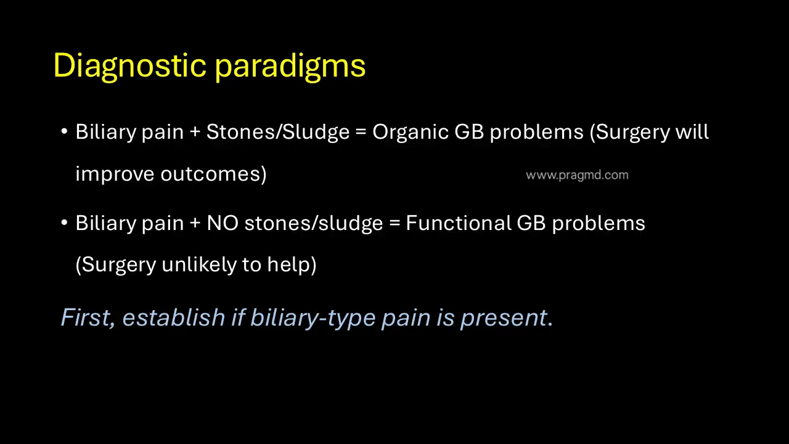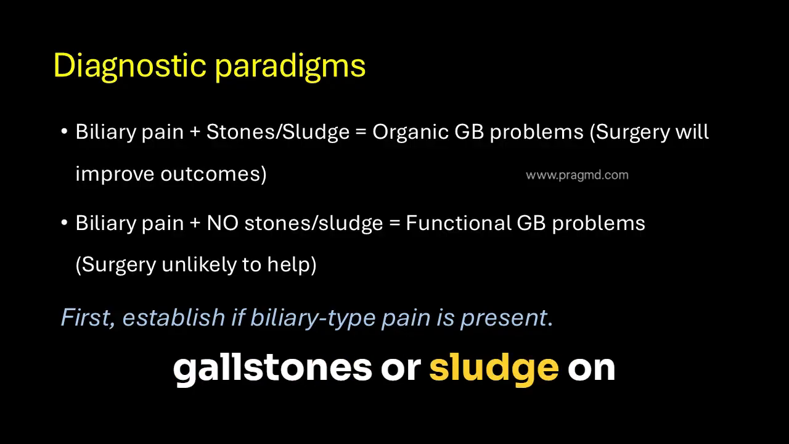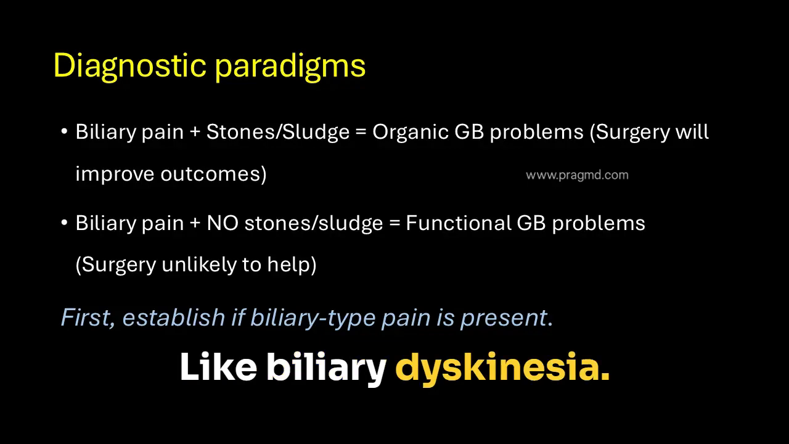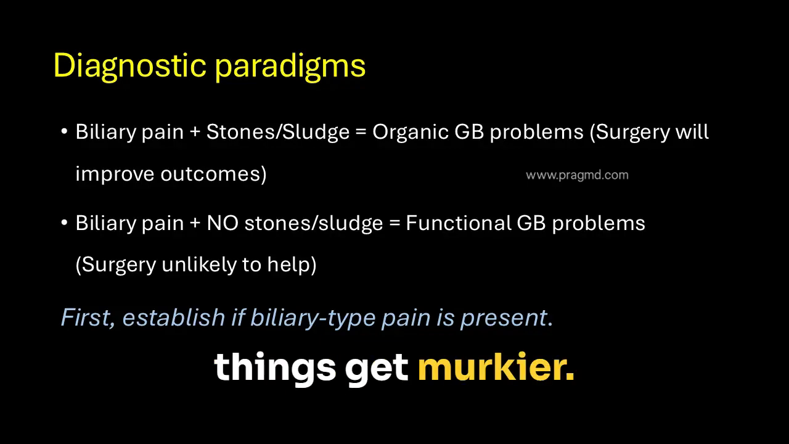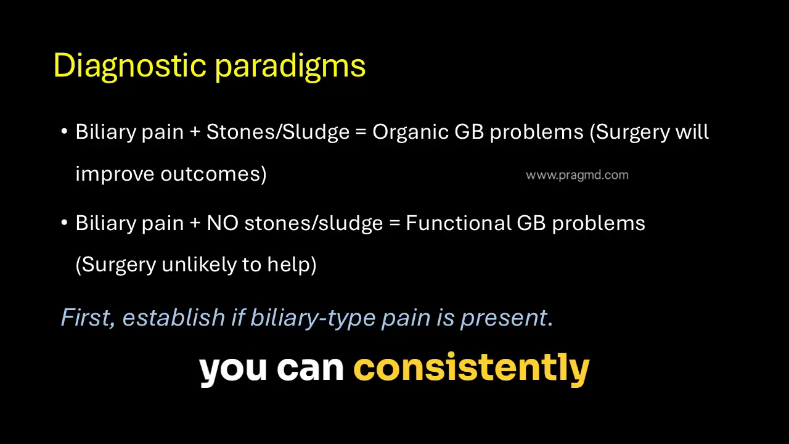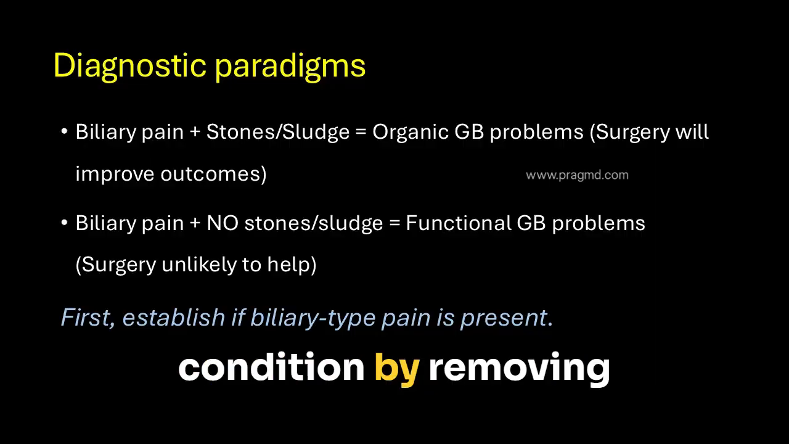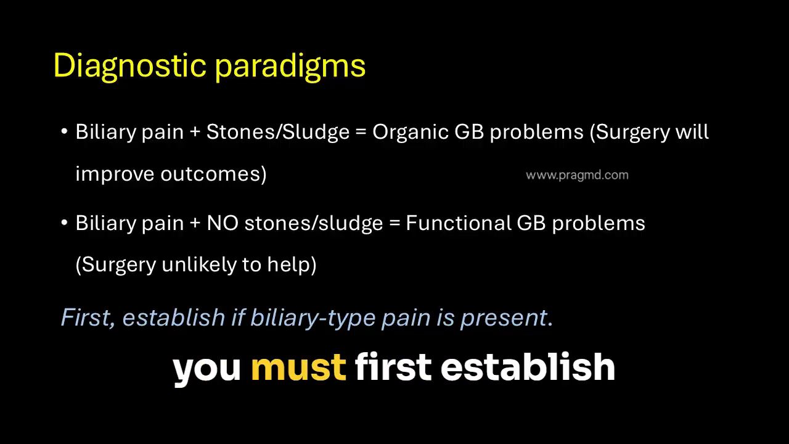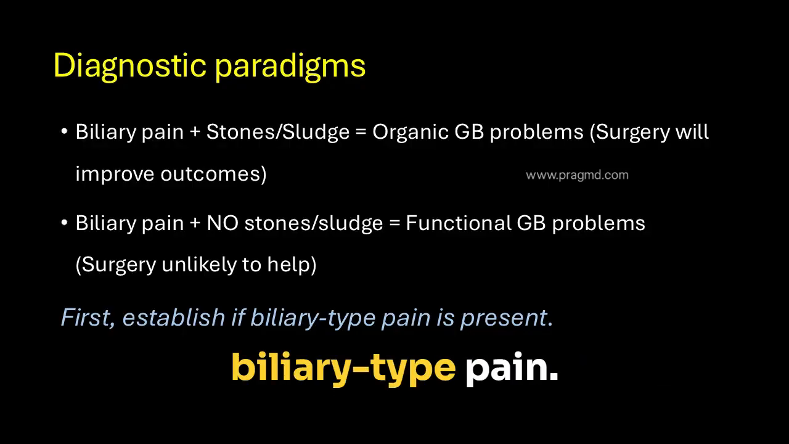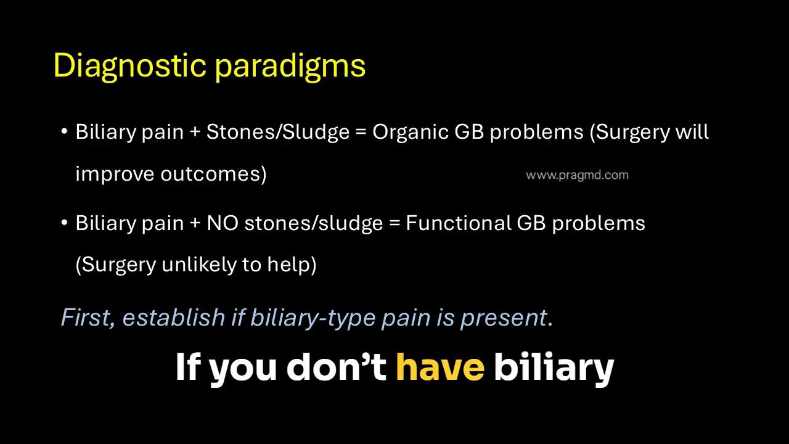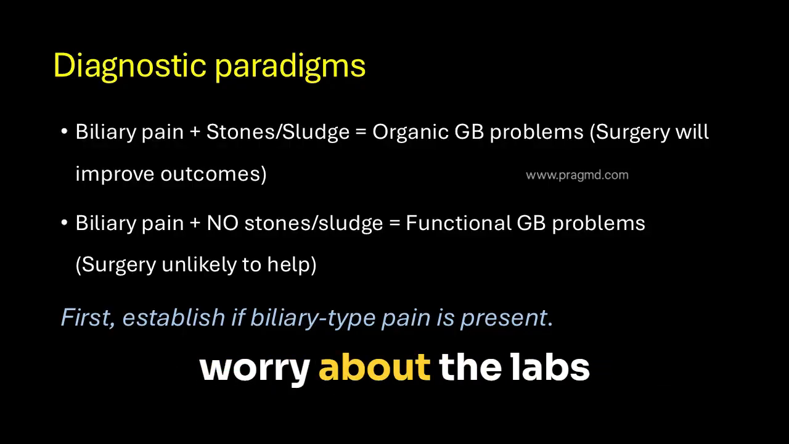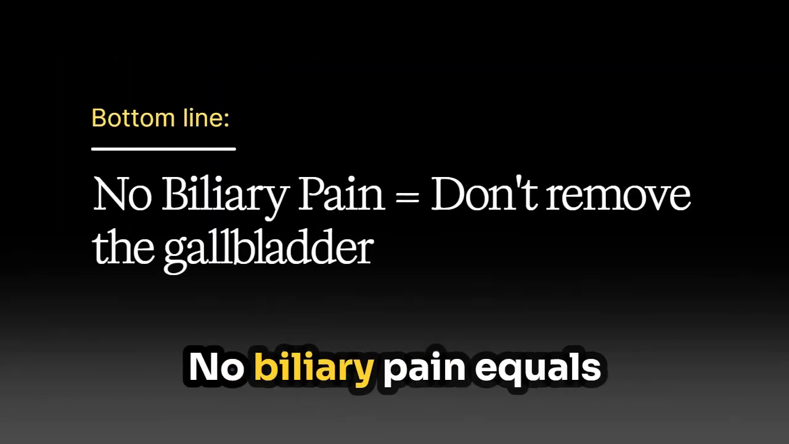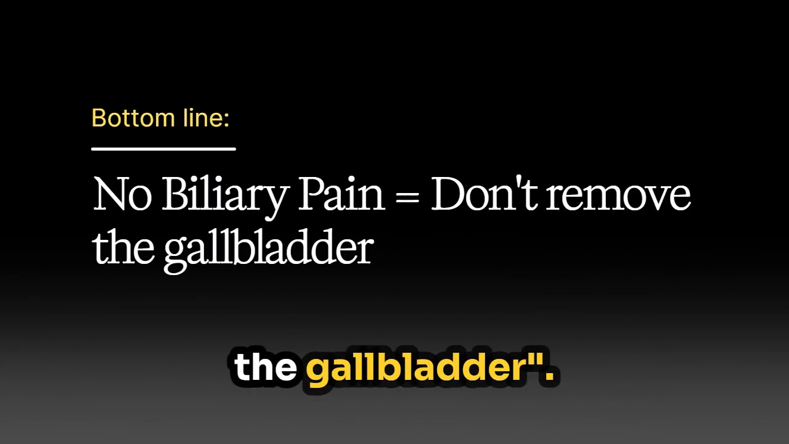So take it out. Biliary pain plus no gallstones or sludge on imaging equals functional gallbladder disorder, like biliary dyskinesia. This is where things get murkier. It's debatable whether you can consistently improve the patient's condition by removing the gallbladder. But here's the critical point. For all these, you must first establish the presence of biliary type pain. If you don't have biliary pain, you don't need to worry about the labs or imaging findings. Bottom line, no biliary pain equals do not remove the gallbladder.